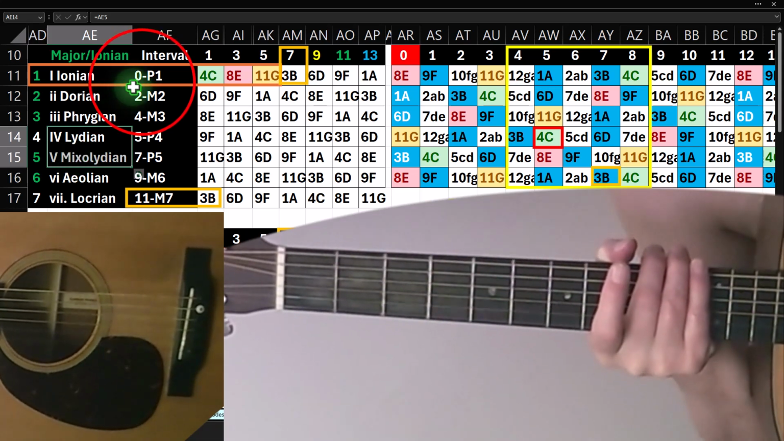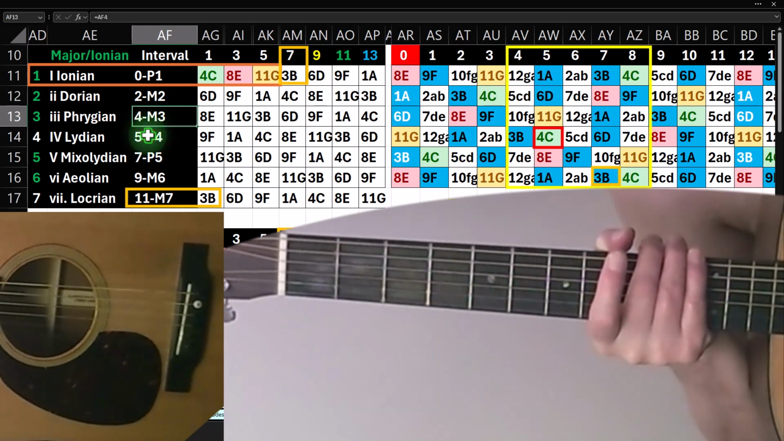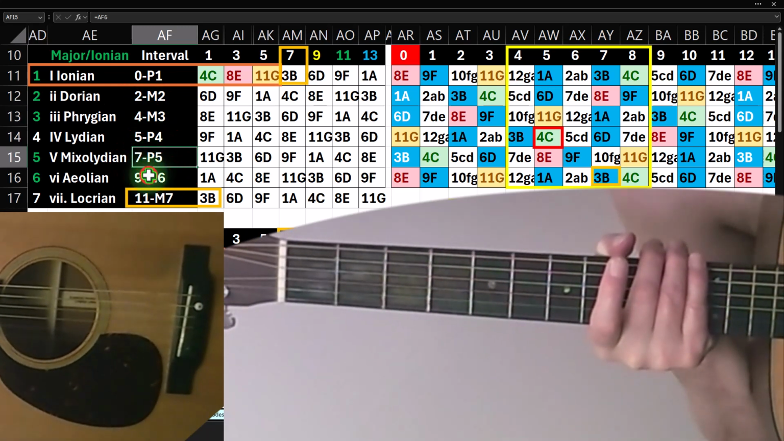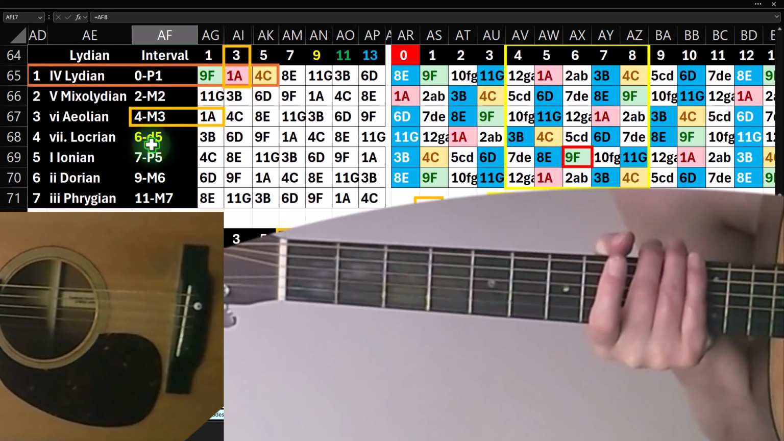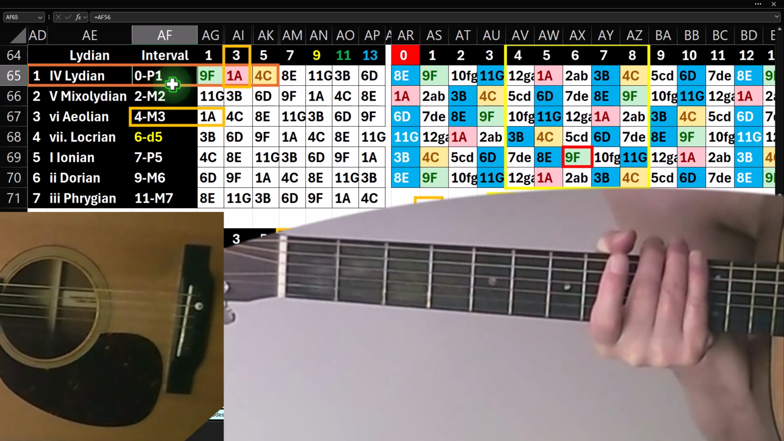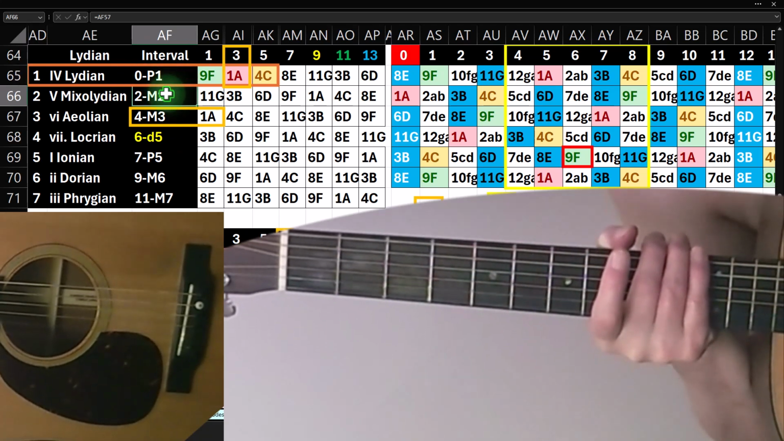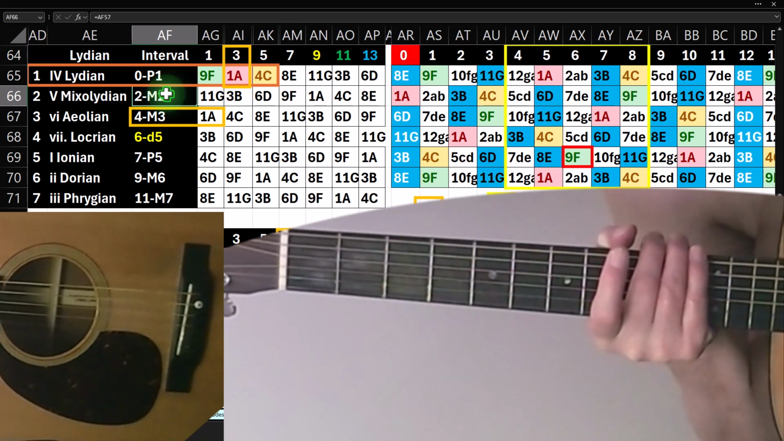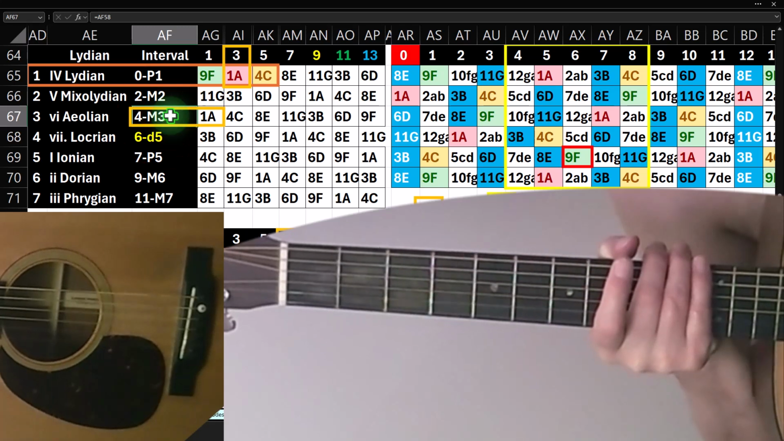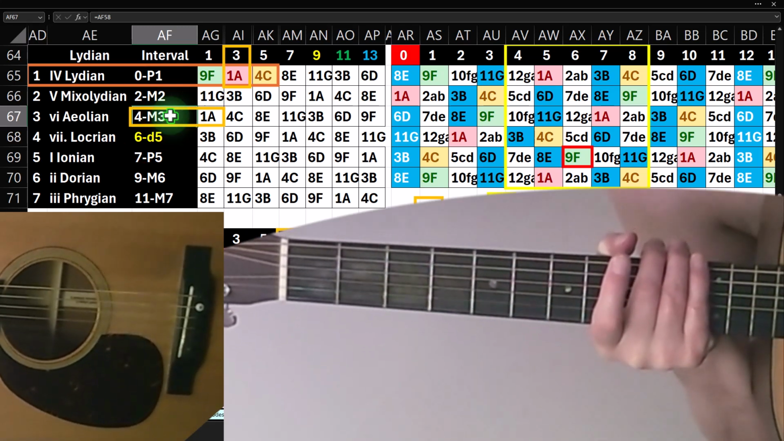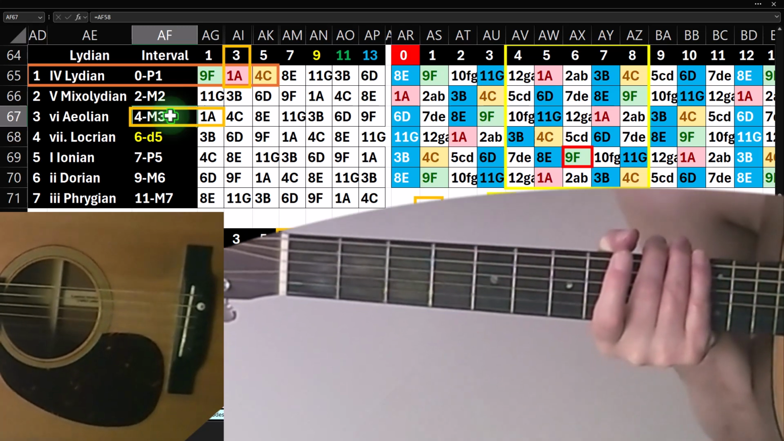So the major scale has a 0 note away perfect first, a 2 note away major second, a 4 note away major third, a 5 note away perfect fourth, 7 note away perfect fifth, 9 note away major sixth, 11 note away major 7. If we go to the Lydian, our point of focus here, it still has a 0 note away perfect first. It still has a 2 note away major second. That's what we would expect in a major scale. It also happens to be the same in a minor scale. And then we have the 4 note away major third. That's what we would expect. That's the interval that makes it a major mode and a major chord construction.